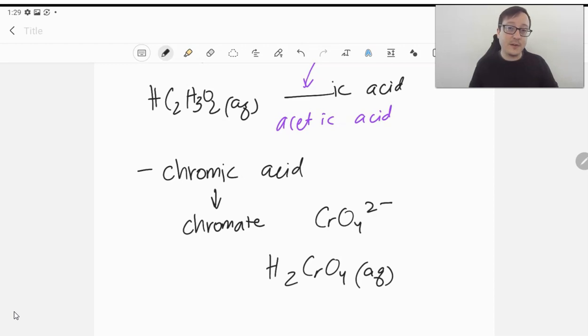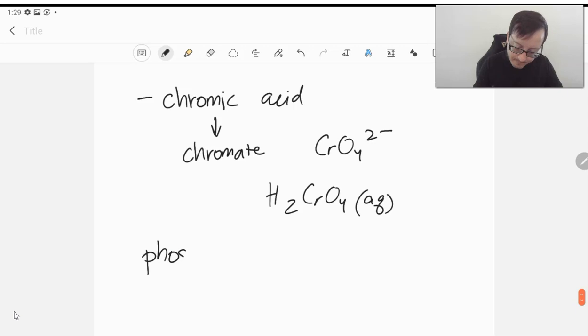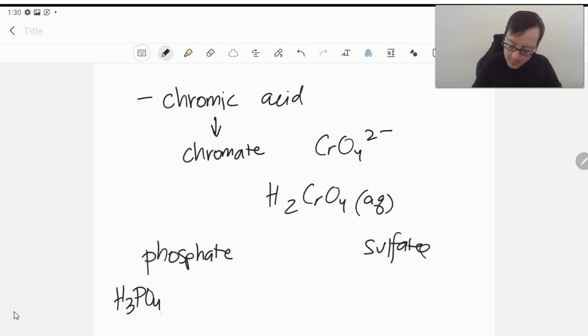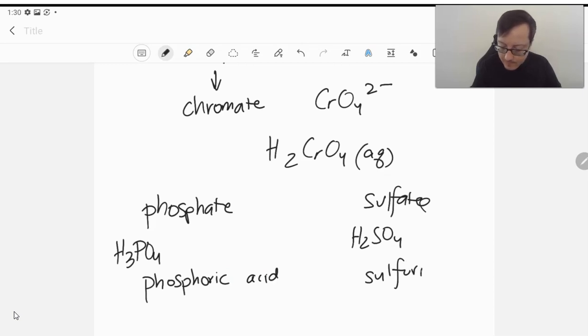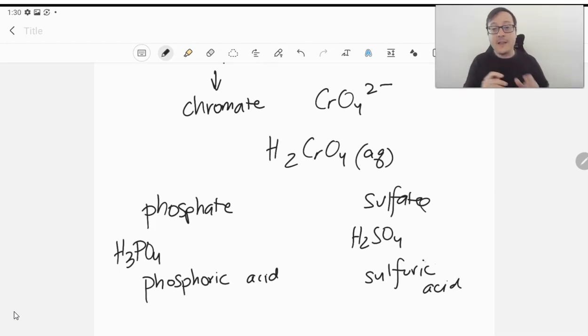Just like before, the phosphorus and sulfur are a little weird. For phosphate and sulfate, our H3PO4 and our H2SO4 have the special names. This is phosphoric acid, and then sulfuric acid. So again, they're not phosphic acid and sulfic acid, but phosphoric and sulfuric acid. All right, so that's our naming.